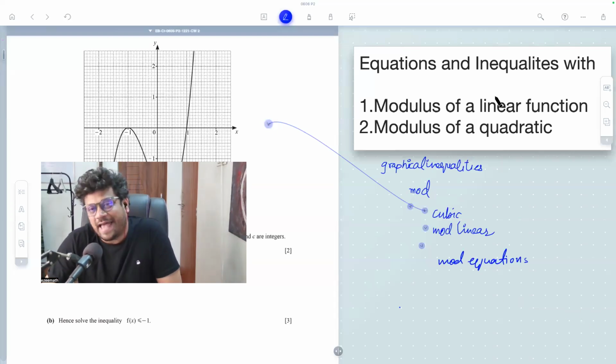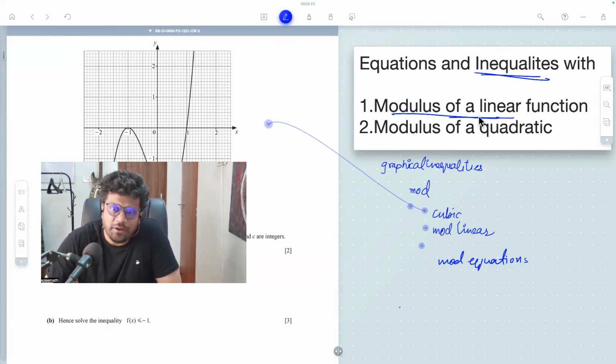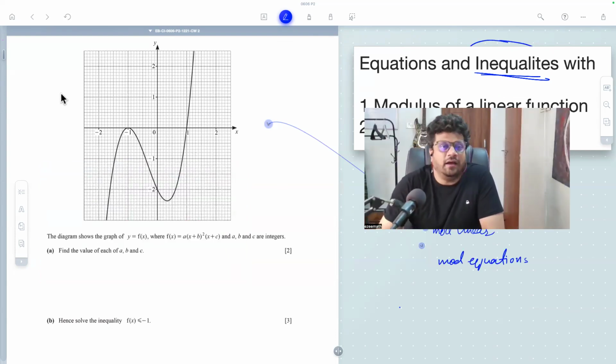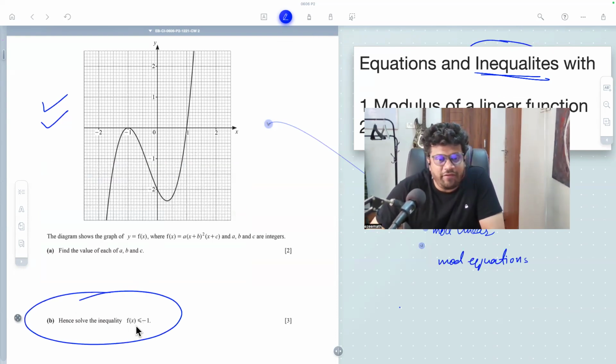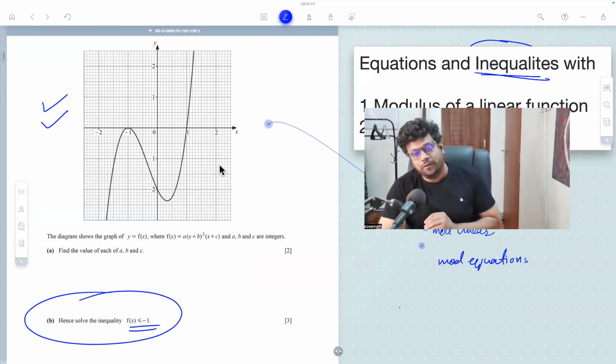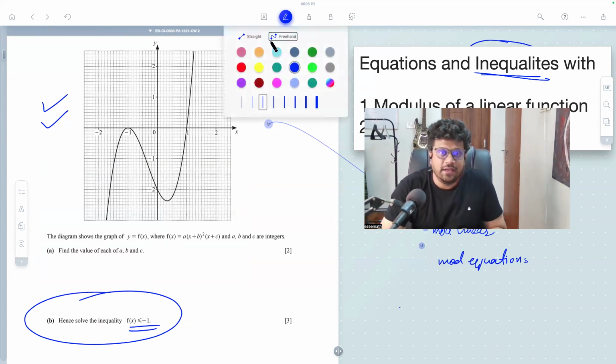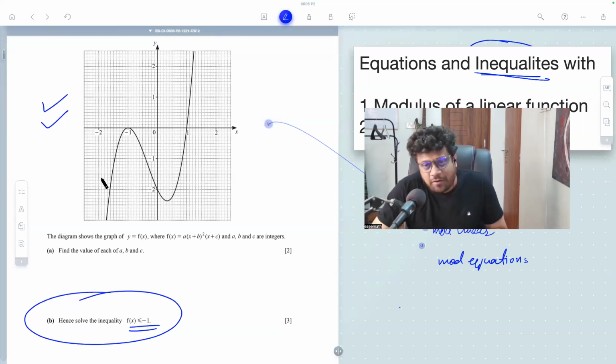Okay, so that was an example with inequalities and modulus of linear functions. Now we're going to look at inequalities without any mod on them and a graph given. So look at this one, f(x) lesser than or equal to minus 1. Okay, so that's the curve for f(x) already drawn there. All you want to do to solve this inequality is draw a horizontal line at y equal to minus 1. Done.